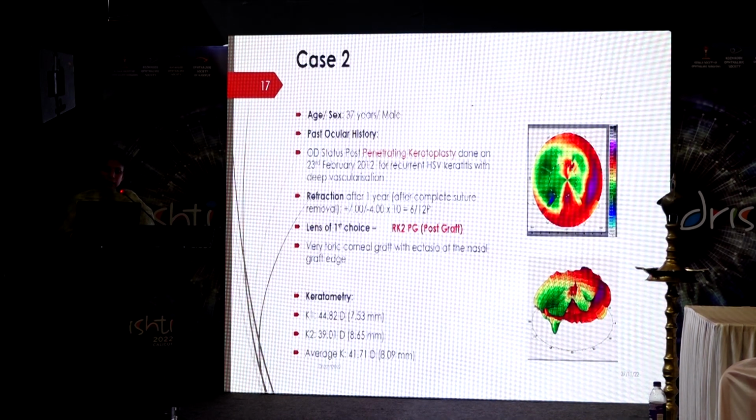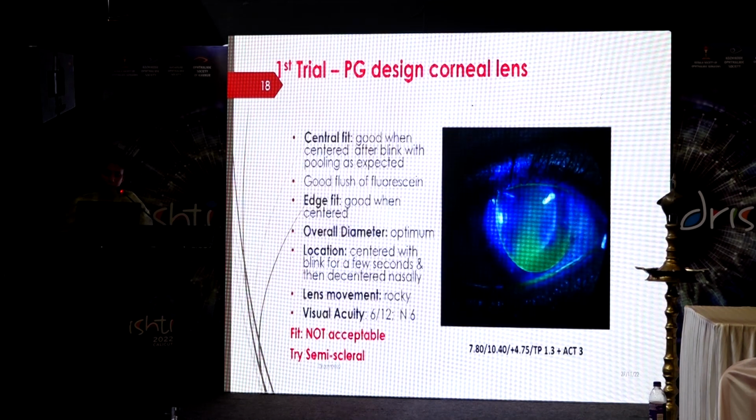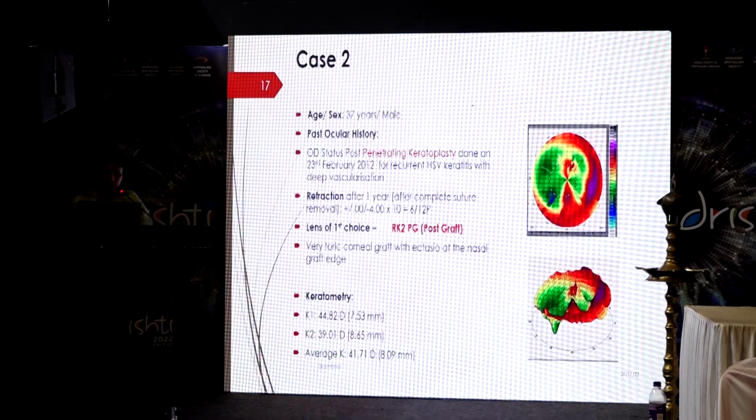So this is again a case, a 37 year old male with post PK. There are specialty lenses with a post-graft design available. So for our first lens, as you see in the topographical picture, the periphery is extremely steep and it is quite decentered also. As a protocol, I usually try a corneal RGP lens design first. When I tried, the lens fit was not really great. The vision of this patient was 6/12 partial.